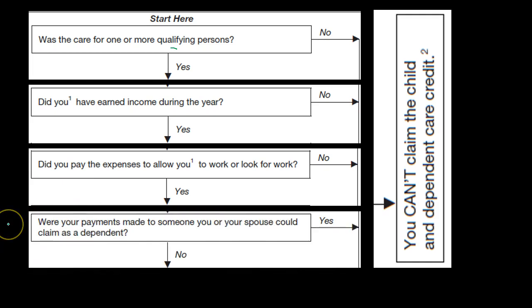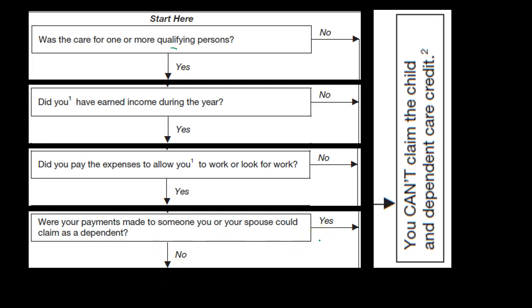Next item, were your payments made to someone you or your spouse could claim as a dependent? So in this case, we're going to say if the answer is no, we move forward, because typically, again, the normal scenario would be you have 2 kids and you try to pay the expenses to one kid to take care of the other kid or something like that, 2 children that are dependents. We can't really pay someone that we're claiming as a dependent for this particular credit.